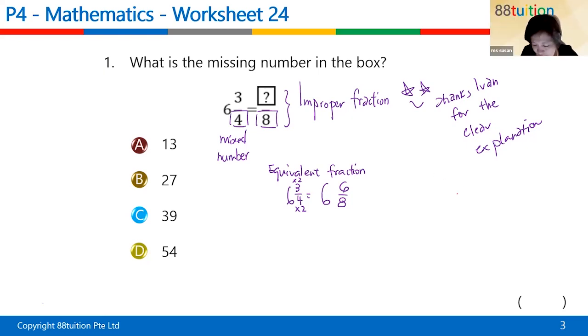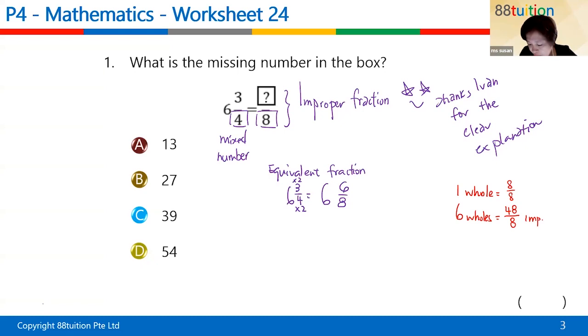Now, can I say if I have 1 whole here, my 1 whole must be 8 out of 8, right? So what happens if I have 6 wholes here? I must have 8 over 8 plus 8 over 8 plus 8 over 8, so many. Are you going to count that? Don't want. That is very tiring to add all up. So my 8 out of 8, I have to times 6 times. So I just do 6 times 8. What does 6 times 8 give you? 48.